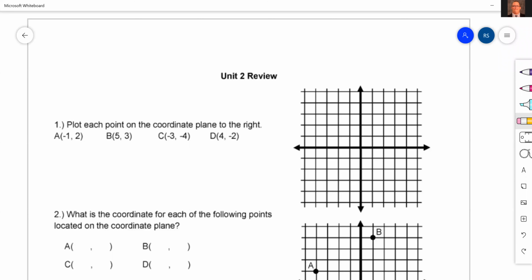Okay, I want to create this video of the Unit 2 review for anyone that may be stuck, or if you just want to check your answers, see how you did. I wanted to make this video to help you be able to do that. So we're going to work through the Unit 2 review and go from there.